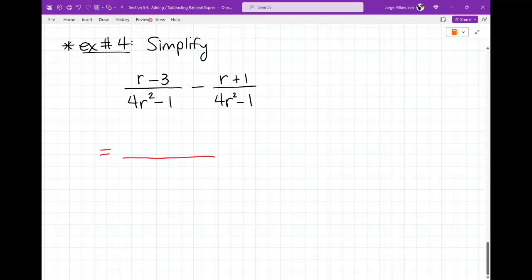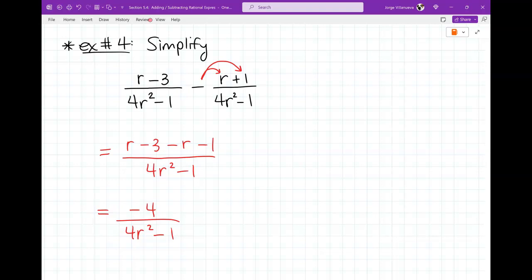So I'm going to put 4r squared minus 1. And on top, when I combine that, don't forget to distribute that minus. Now the minus is going to change stuff, okay? It's going to mess with the r plus 1. It's going to change all the signs. So this is going to be r minus 3 minus r minus 1. Well, r minus r is 0, and negative 3 minus 1 is negative 4. And this is just 4r squared minus 1.